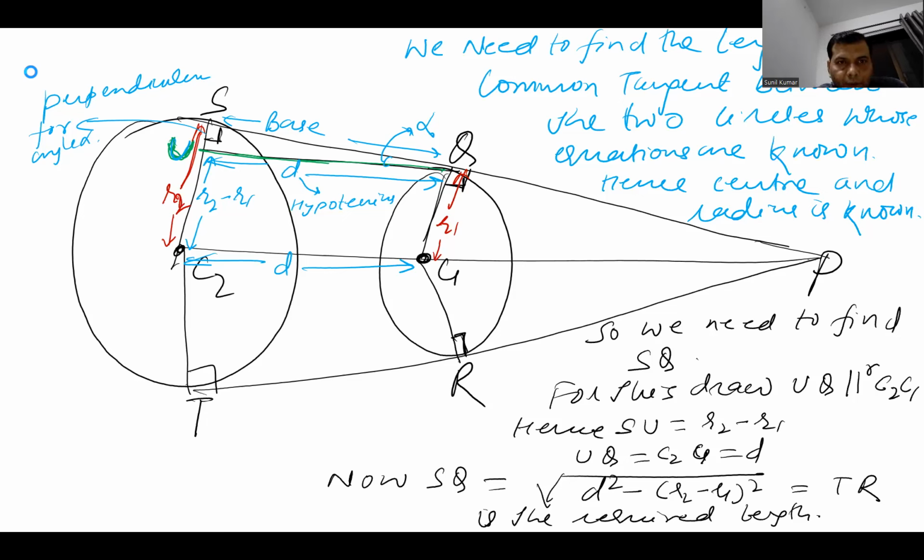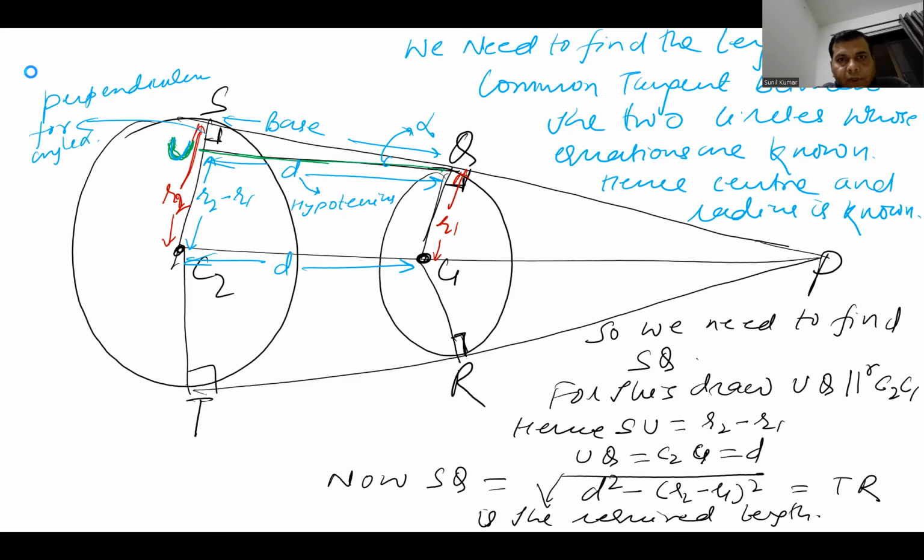We will use the Pythagoras theorem. Now concentrate on the triangle SQU. Here, SQ is base for that angle alpha, SU is perpendicular, and UQ is hypotenuse. Now UQ we know. UQ is D, distance between centers. SU you can find using R2 and R1. It is the difference between R2 and R1, R2 minus R1. Okay, since UQ is parallel to C1, C2.